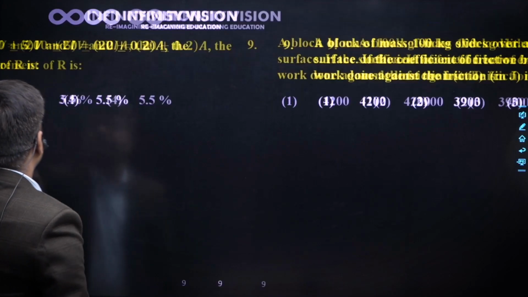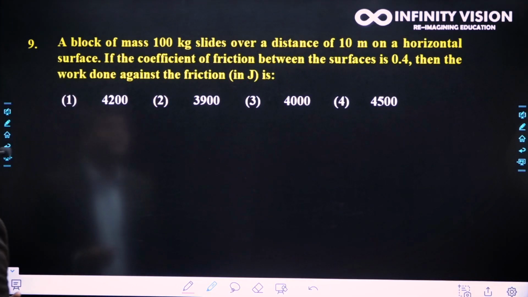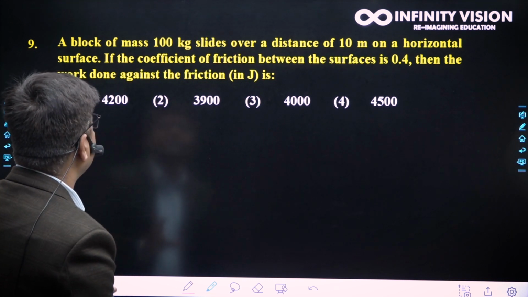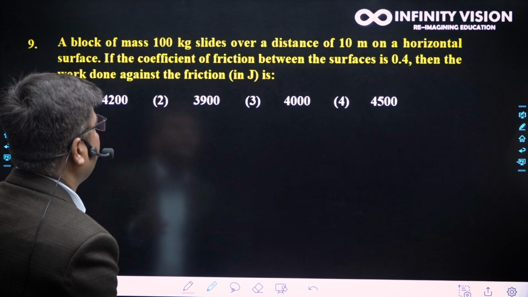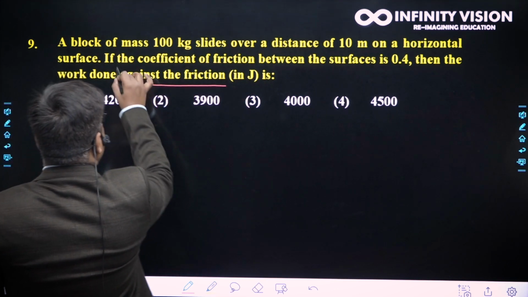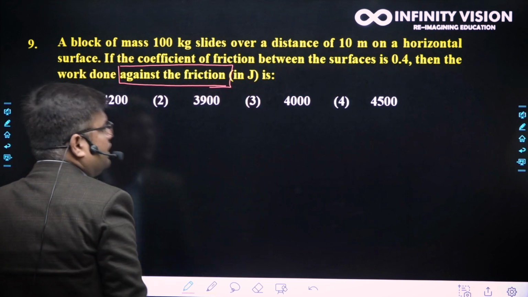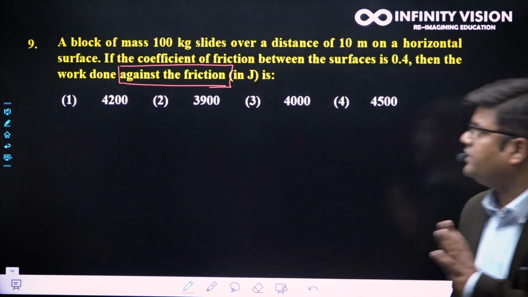Now coming to question number 9. A block of mass 100 kg slides over a distance of 10 meter on a horizontal surface. If the coefficient of friction between the surfaces is 0.4, then the work done against the friction. This is very important. Against the friction means we have to calculate the work of friction and then take the negative sign, because they are asking against the friction.